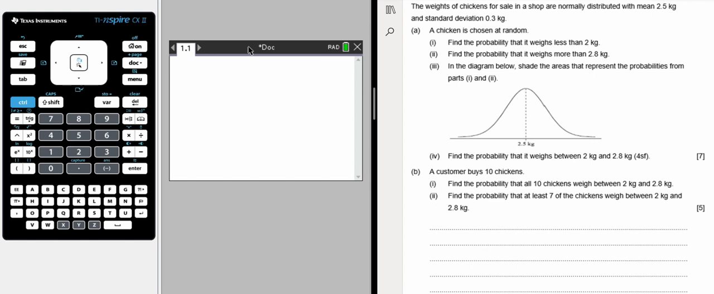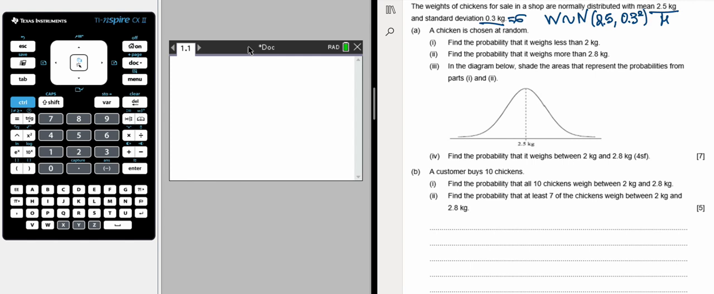The weights of chickens for sale in SOP are normally distributed with a mean of 2.5 kilograms. So that would be our mean, the 2.5 kilograms. And then the standard deviation 0.3. Otherwise we can define a continuous random variable W that corresponds to the weight of the chickens that follows the normal distribution with a mean of 2.5 and the standard deviation of 0.3, and we have to square it, don't forget that.